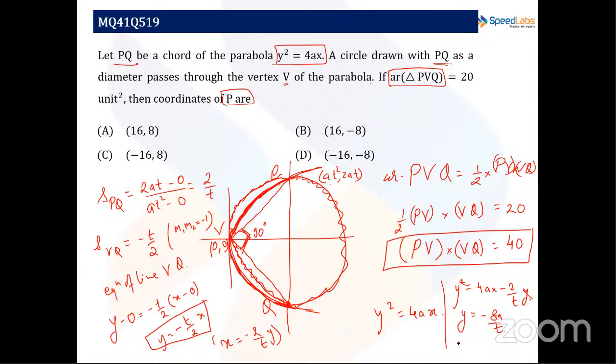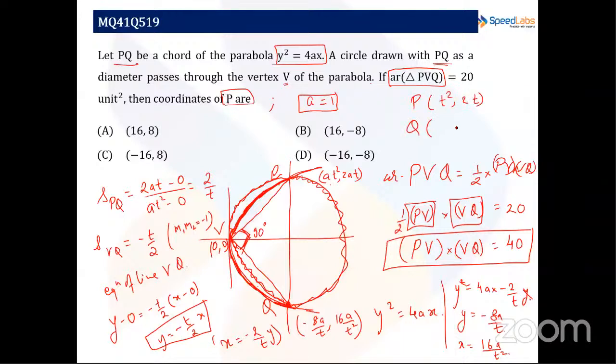Now putting this value of y, we will get x equals to 16a by t square. So we are having point 16a by t square and minus 8a by t. So from the distance formula, we can find the length of PQ and we will find the length of VQ. In this one additional information, you can add a equals to 1. So we can say the point P is having coordinates t square comma 2t and point Q is having coordinates 16 by t square comma minus 8 by t.